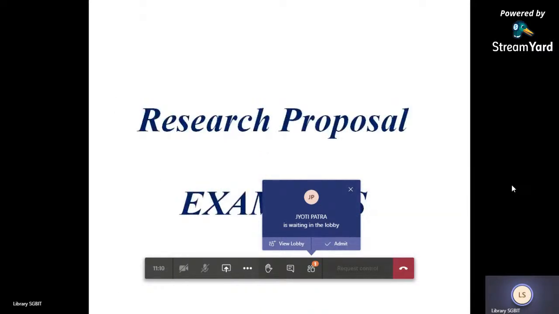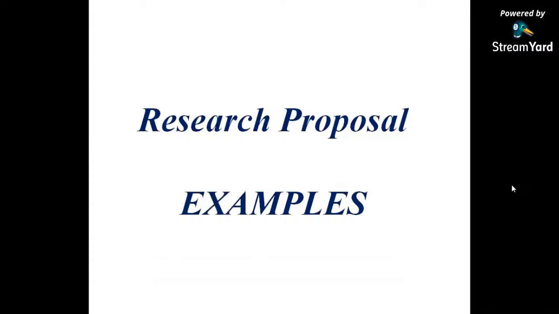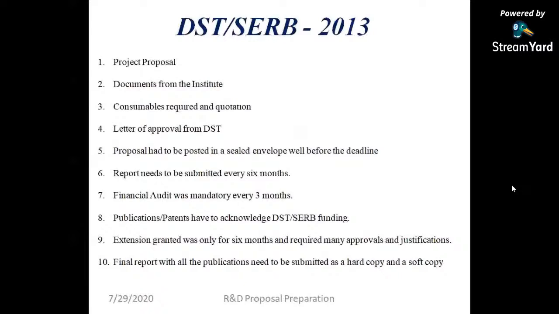So I'll just quickly go through three or four slides and let all the participants know what are the different examples which we are going to look at, and then I will go back to the PDFs of the examples. The first example I'll be showing you is the DST SERB, which I had done in 2013. So I'll be showing you the project proposal. I'll be showing you what documents are required from the institute, what consumables may be required, and the quotations, which is very important. Then what the letter of approval from DST looks like.